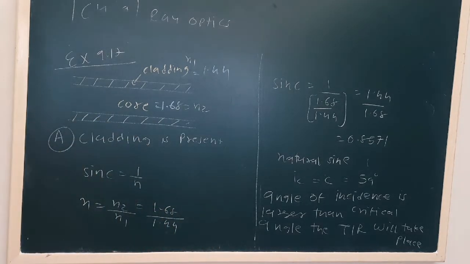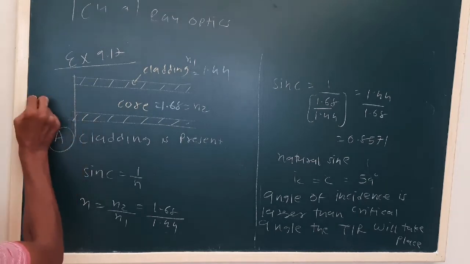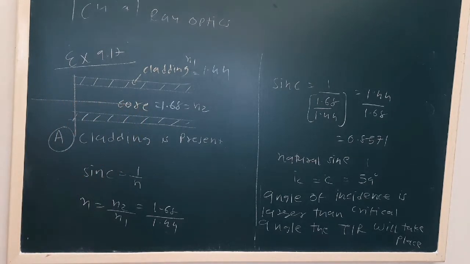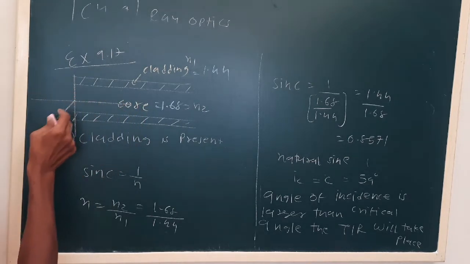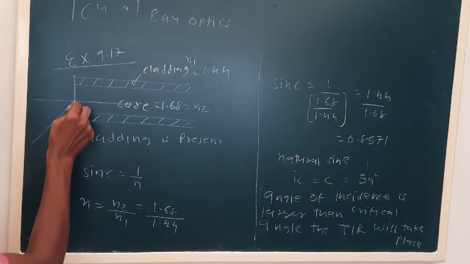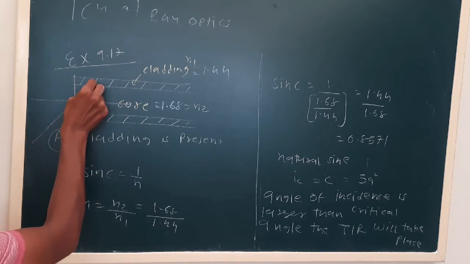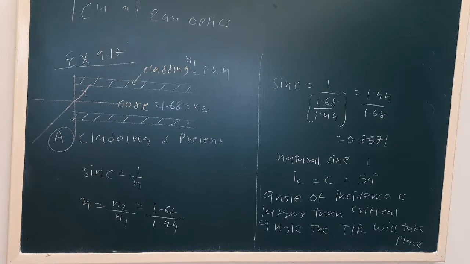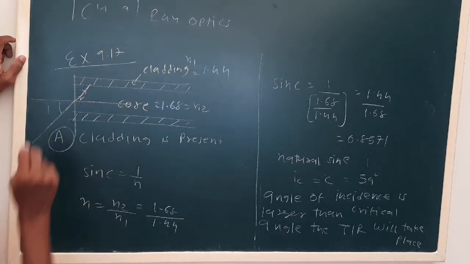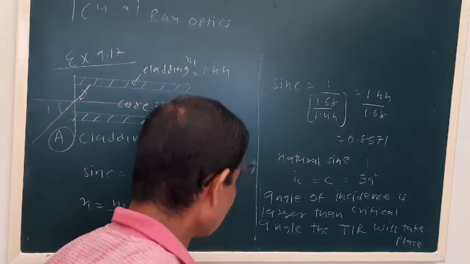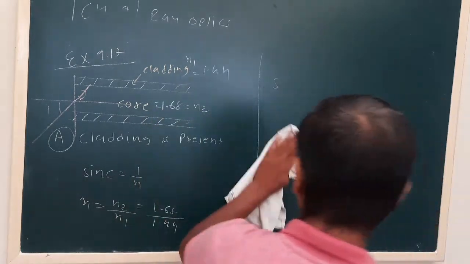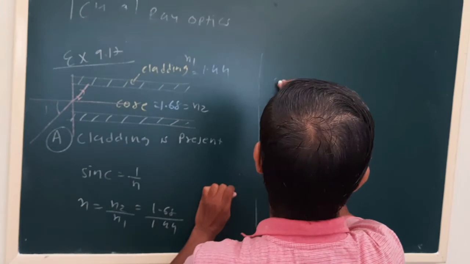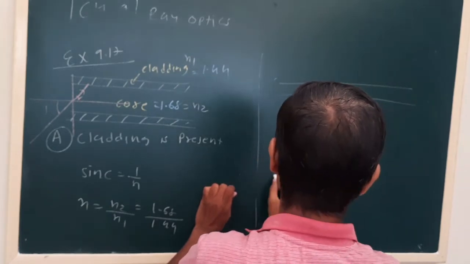Now see, the ray is incident like this. Here is a rarer medium, and the ray travels to the denser medium. This will be R. Now let me show the diagram magnified, so it will be easy for us to understand.